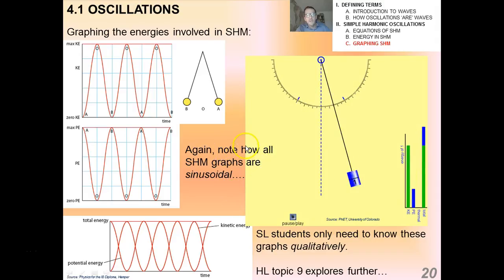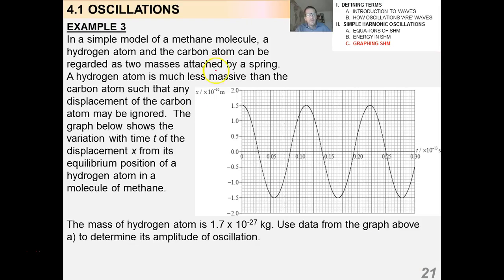So I just want you to note again how all the simple harmonic graphs, whether you're talking about displacement, velocity, acceleration, kinetic, or potential energy, they're all sinusoidal. If you're an SL student, you only need to know these graphs qualitatively. Topic 9, you higher level students, is when we're really going to get into the nitty gritty of the math behind this, okay? And we're going to end this video with a couple of examples.